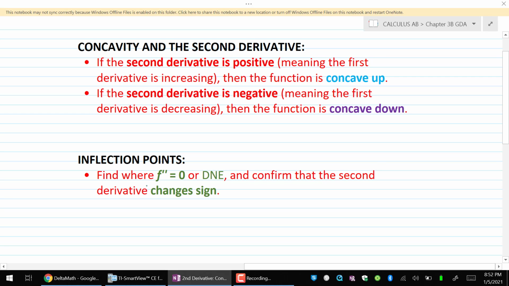Look for where f double prime equals 0 or does not exist, but then confirm that we have a sign change. It's not enough to just say f double prime equals 0. We've got to make sure we have that sign change happening. Only then are those points true inflection points.